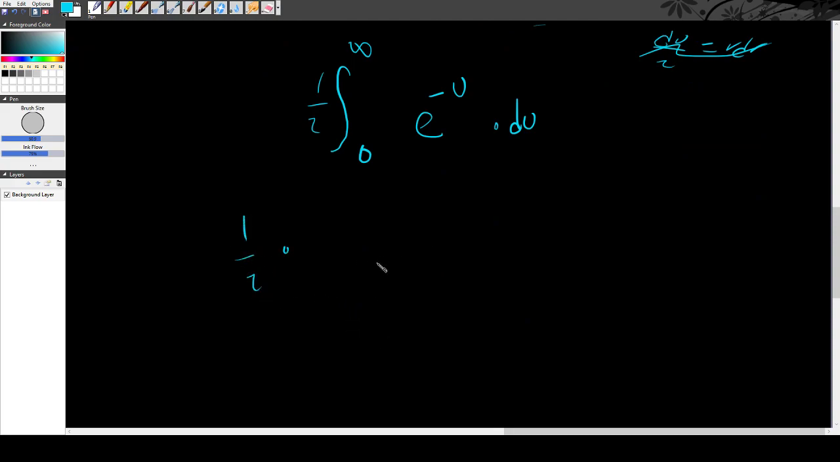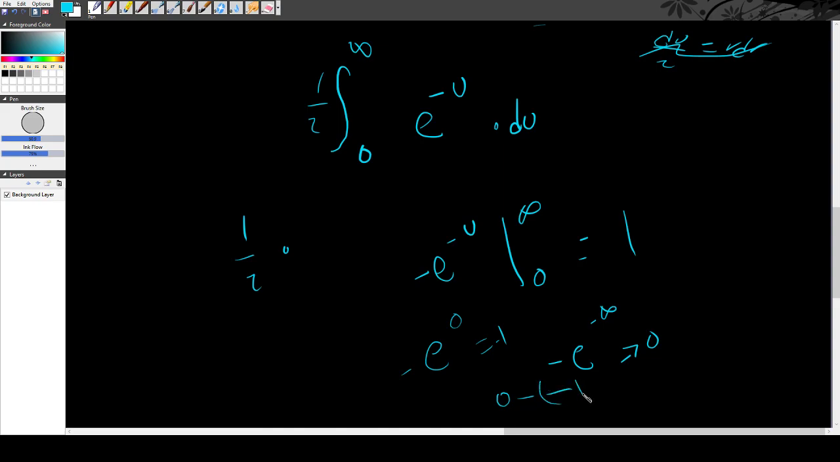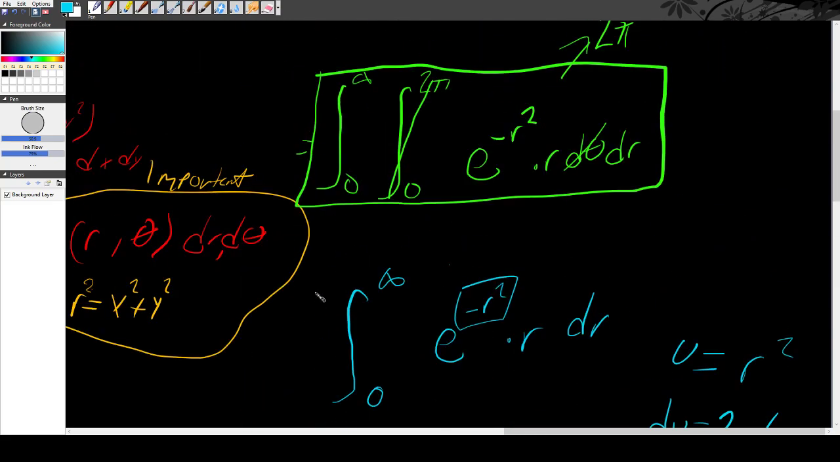Here we go with just basic integration: 1/2 times, what's this? E to the negative u is just negative e to the negative u, plus c, but it's definite. Negative e to negative infinity approaches 0, and then e to the 0 is 1, negative 1, my bad, but it's 0 minus negative 1. You see? So it's just 1. So it's 1/2 times 1, which is just 1/2. There, 1/2. So this part of the integral was equal to 1/2.